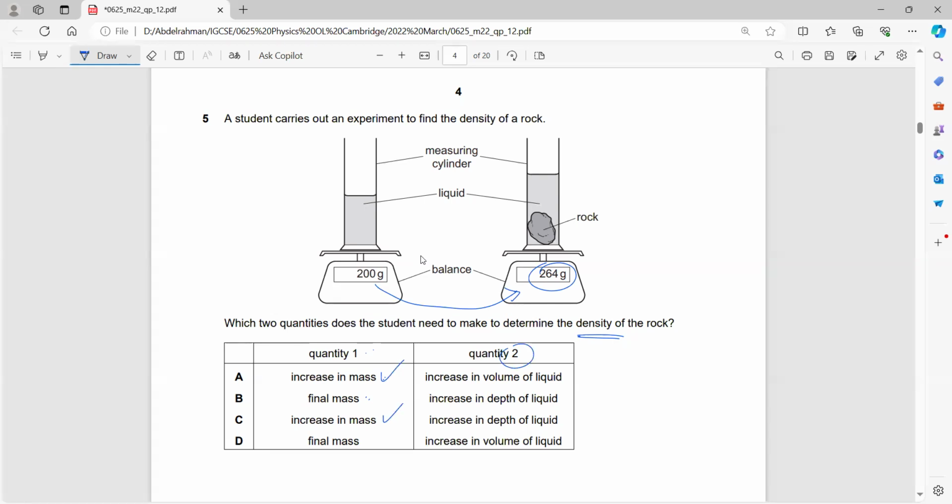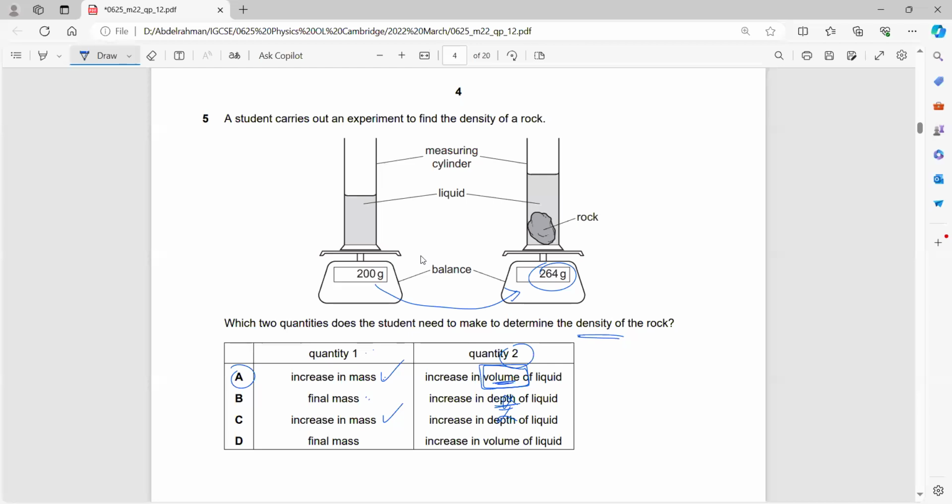But quantity two, the volume. How can I find the volume? Is it the increase in liquid or is it the increase in depth? I don't care about the depth. I care about the volume. Right? I care about the volume. So it has to be A.